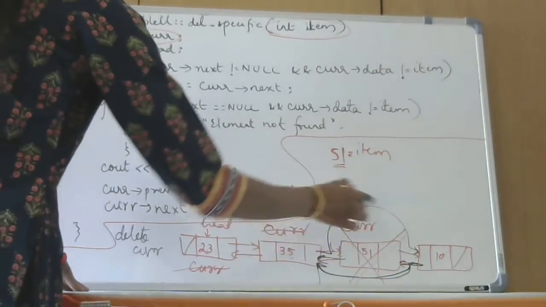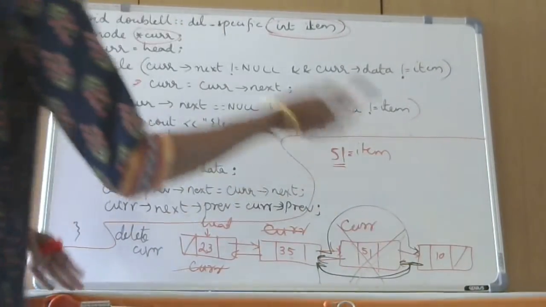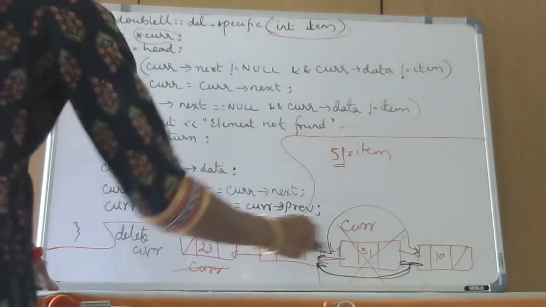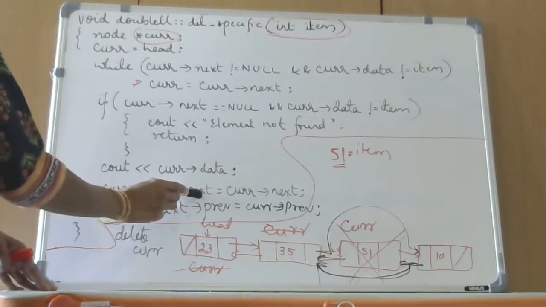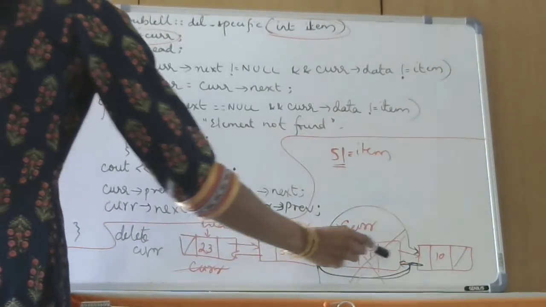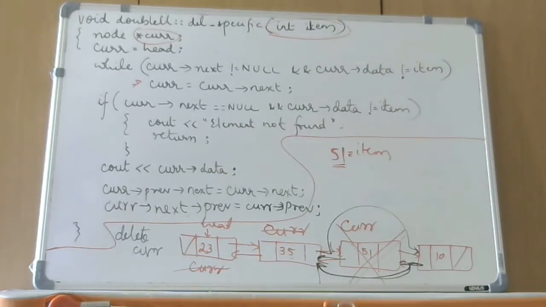You can write these kinds of accessing statements because you are using a double linked list. This is my current. Using this node alone, I can access this also, that also, because I can use previous and next, two links are there, is it not? So current of previous is 35. Next of 35 is what? Should be current of next. Should be 10. That is how we have tried to write.